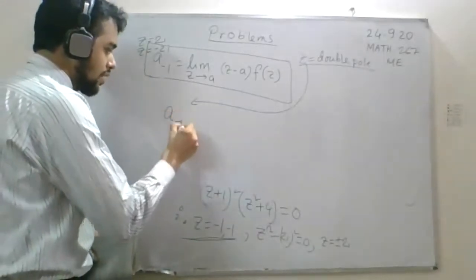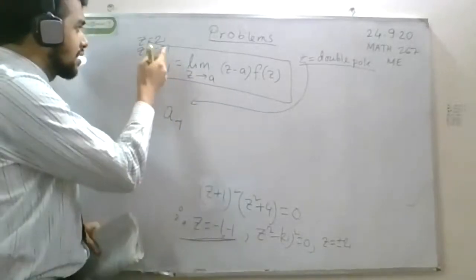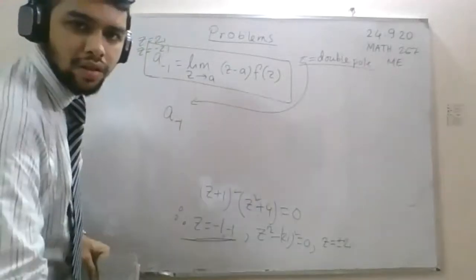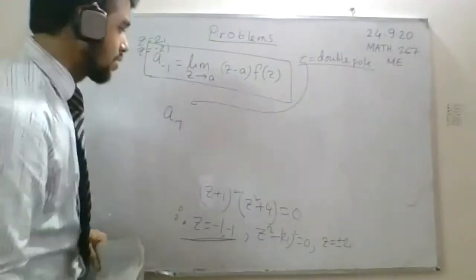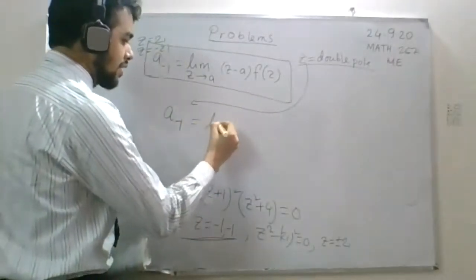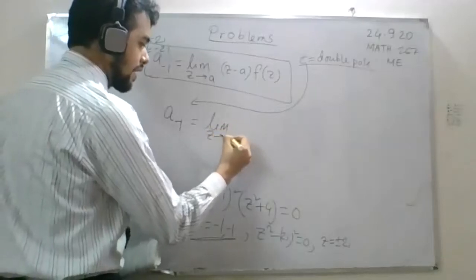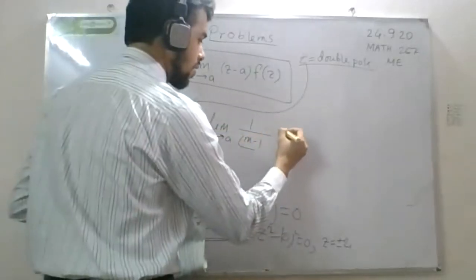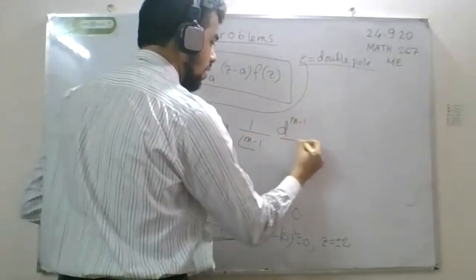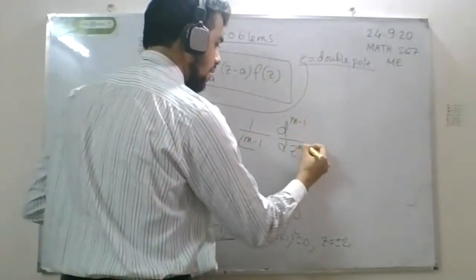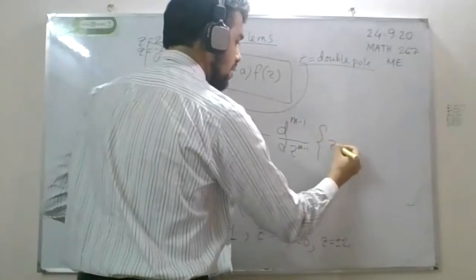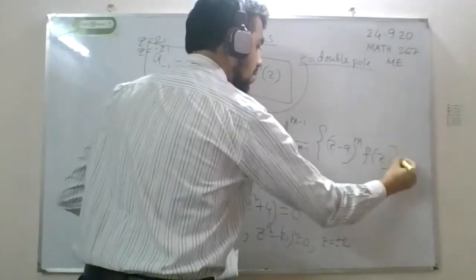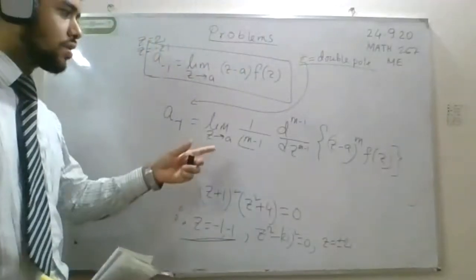So for a double pole, here there is more than one repeated value, and for a single one we found it before. For a double pole we have to use this formula, which is limit z tends to a of 1/(m − 1)! times d^(m−1)/dz^(m−1) of (z − a)^m f(z). So tell me, what is the value of m here?